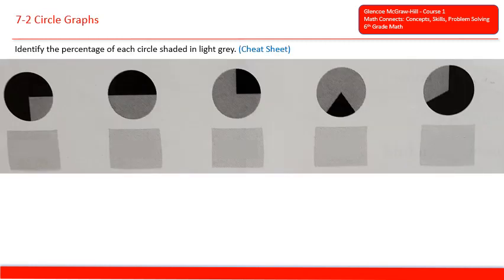Okay, so we're going to identify the percentage of each circle shaded in light gray, just so that we can refresh our memory. So if we look at the first one on the left, what portion of that circle is shaded in the light gray? You said 25%. You are correct. What about the next one? 50%. And then the third one, so 3/4, right, is shaded light gray, 75%.